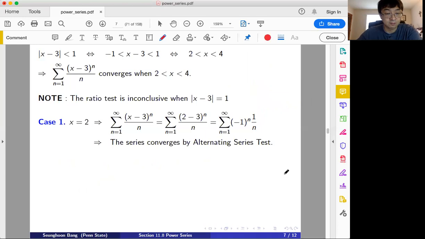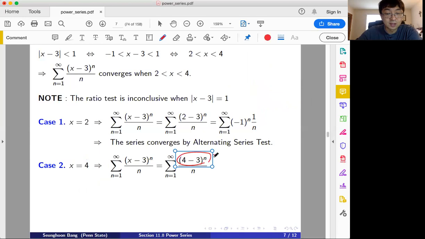Yes. x equals 4. You can plug 4 into here. So we have 4 minus 3 to the power n. This is 1 to the power n, and 1 to the power n is always 1. So this is the same as the summation from n equals 1 to infinity of just 1 over n. So like this.